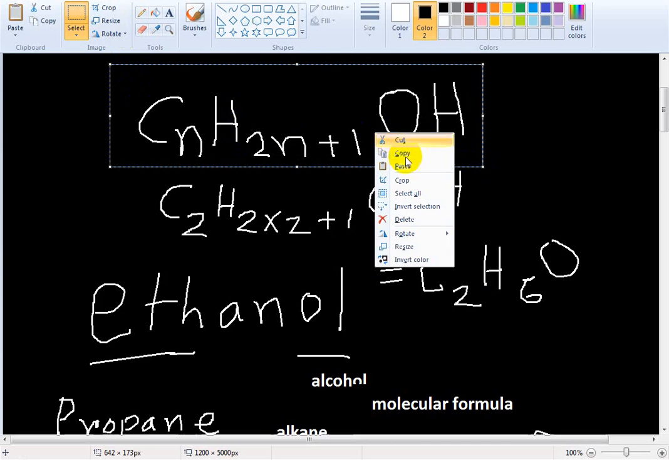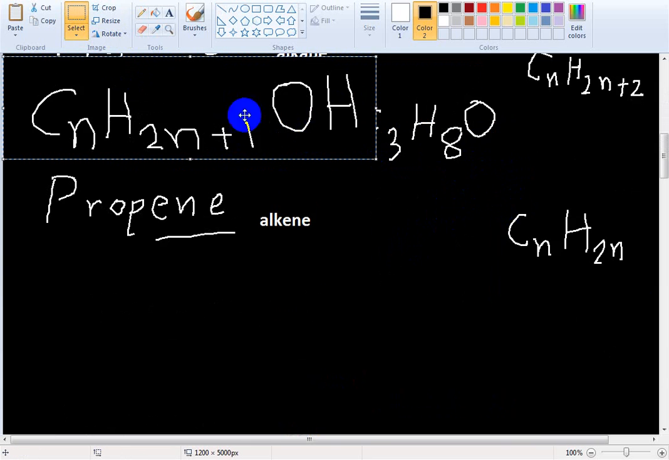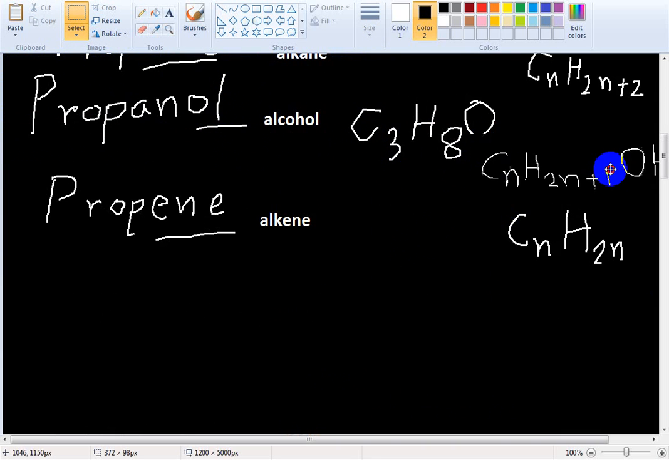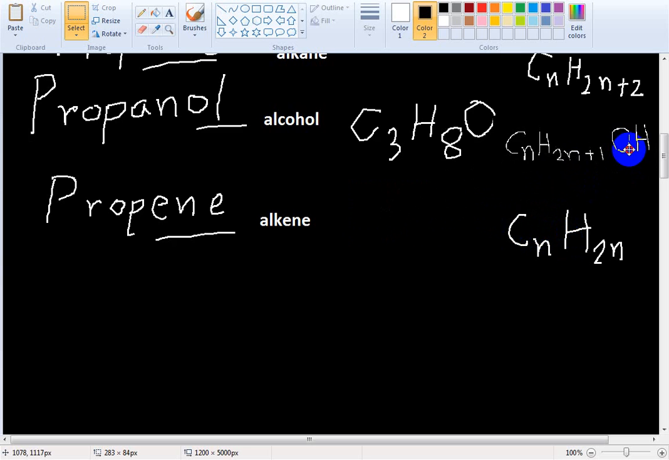Okay. It is not possible here writing. Okay, I am writing, but it will be I do this. What I am doing. Look. Yes. Okay. Okay. CnH2n plus OH. Okay. Alkene. What will be general formula?